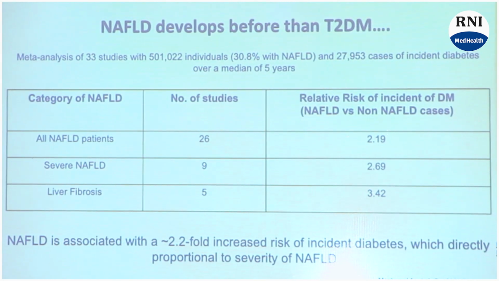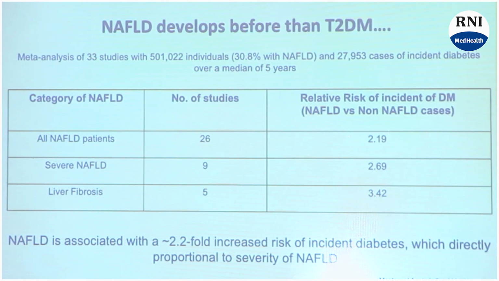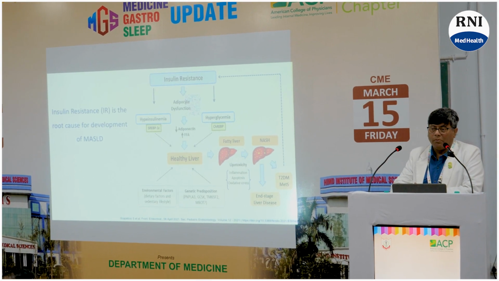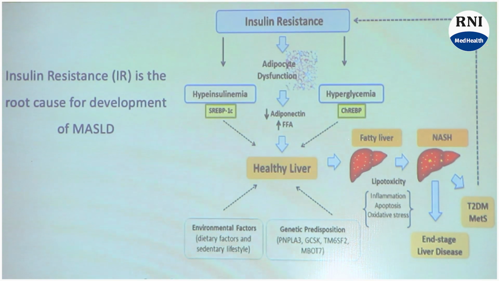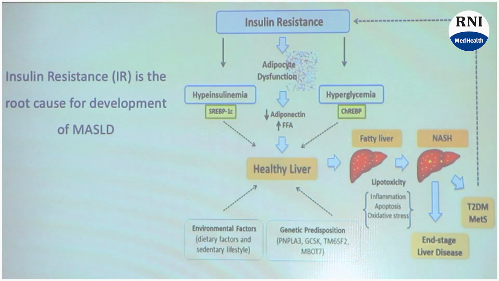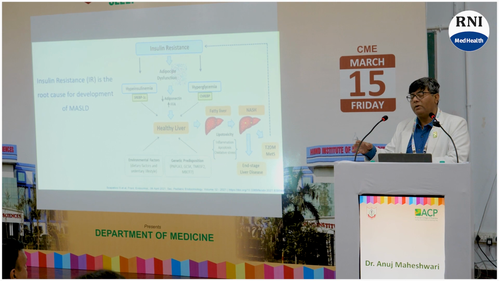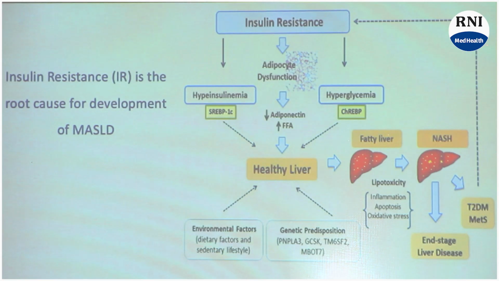So NAFLD is associated with an overall 2.2-fold increased risk of incident diabetes, which is directly proportional to the severity of NAFLD. More severe NAFLD, more chances of getting type 2 diabetes. Less severe NAFLD, fewer chances of getting type 2 diabetes. And the very good thing is that this is preventable and reversible. If you can do anything to stop the progression of NAFLD, or in any way reverse this NAFLD, then you can stop the occurrence of type 2 diabetes which is forthcoming.